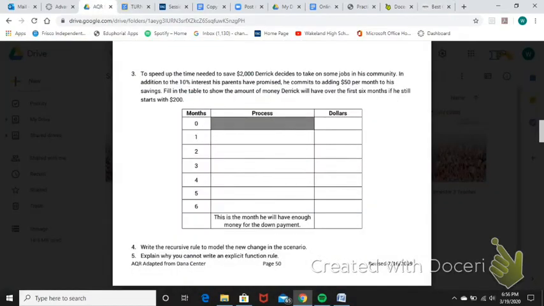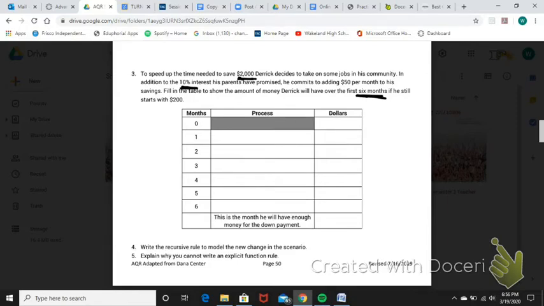Alright, so let's look at the chart that we have on number 3. We'll go through this chart, and it should make pretty good sense to us. It says that to speed up the time needed to save the $2,000, he decides to take jobs in his community, and his parents will still add that 10% interest as promised. So he's adding $10 to his bank account each month. We're going to see how that affects his bank account, and how much more it's going to be. We're only focusing on the first 6 months right here.